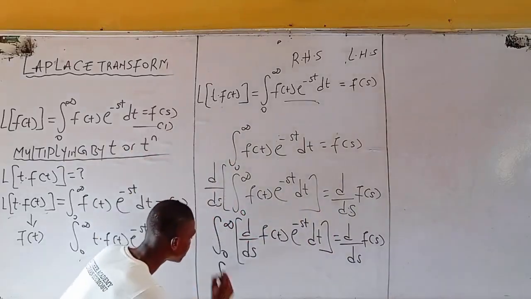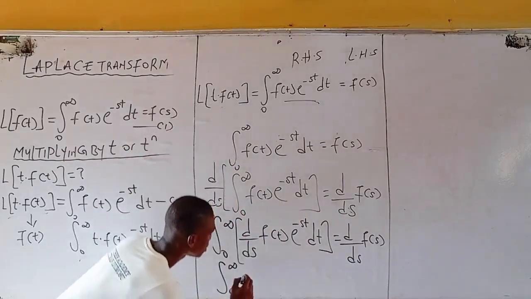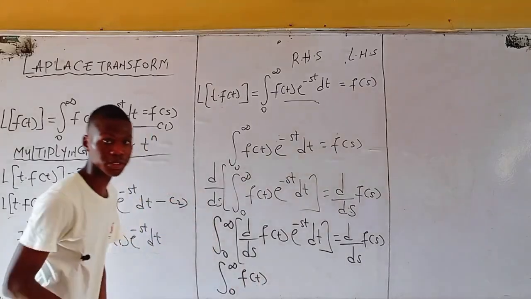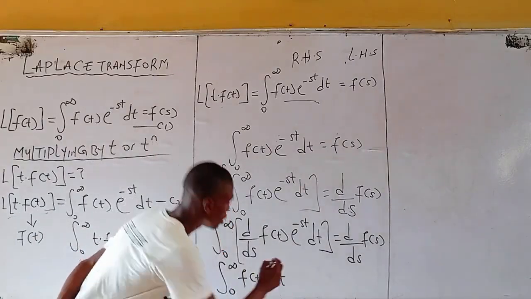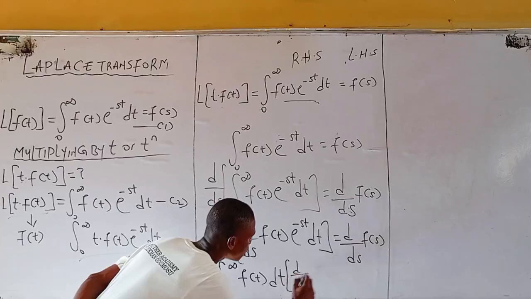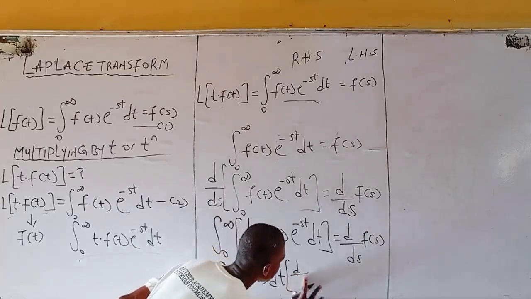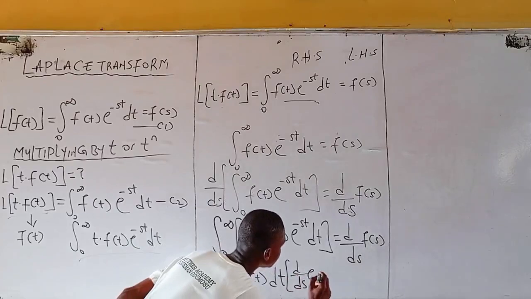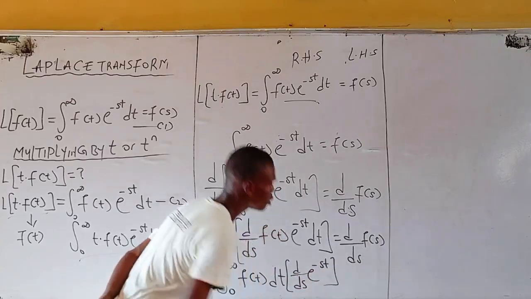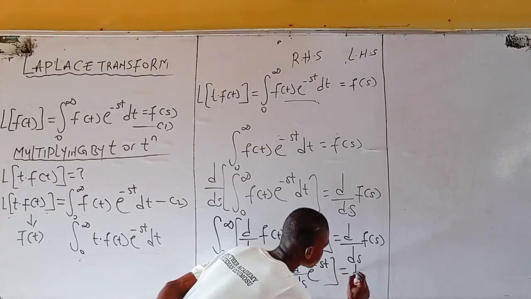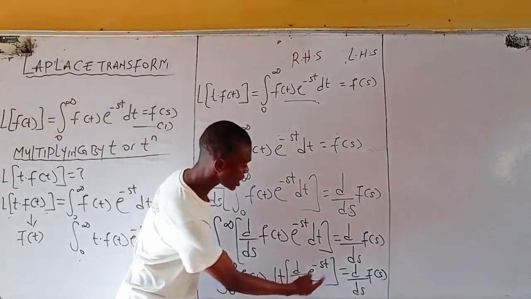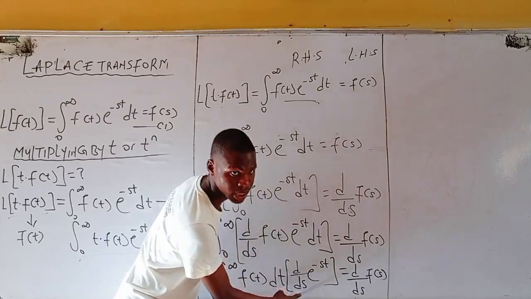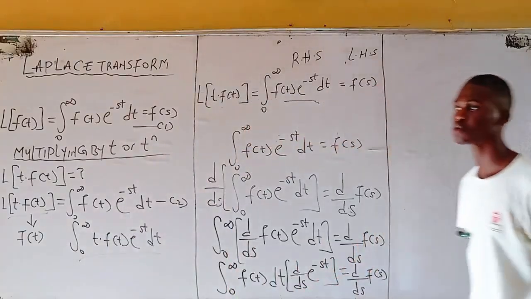So by doing that, I have the integral from 0 to infinity. F of t is coming out, true. Dt is also coming out. Open a bracket, d over dx multiplying exponential negative st, close the bracket, equating that to d over dx of f of x. Now let's differentiate this function with respect to x. By the time we differentiate this with respect to x, what do you have?